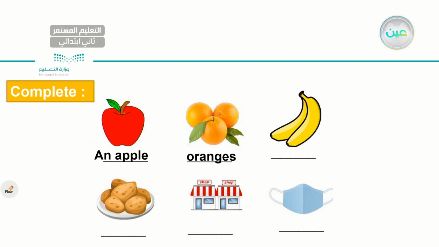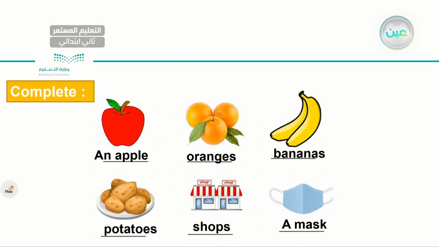How many bananas can you see? 2 bananas, very good. Next, how many potatoes can you see? Singular or plural? Potatoes, very good. ES. How many shops can you see? Singular or plural? 2 shops, very good. And the last item I have here is a mask. How many masks can you see?